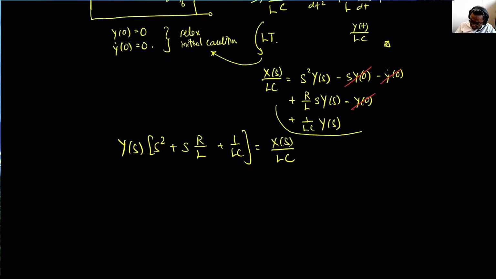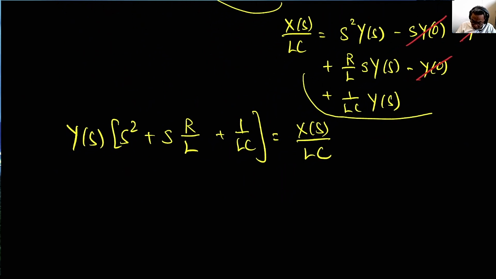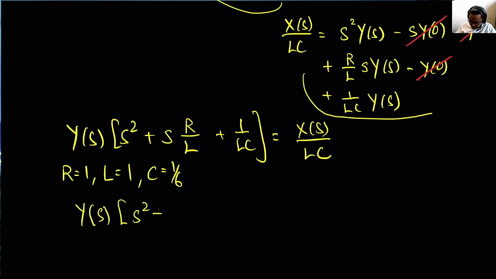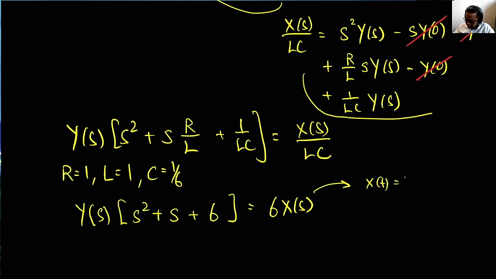Let's write this equation as well as substituting r equals 1, l equals 1, c equals 1/6, and we have y of s squared plus s plus 6 equals 6xs. But what is xs? Remember, xt is equal to 10 ut. Therefore, xs is equal to 10 times 1/s.